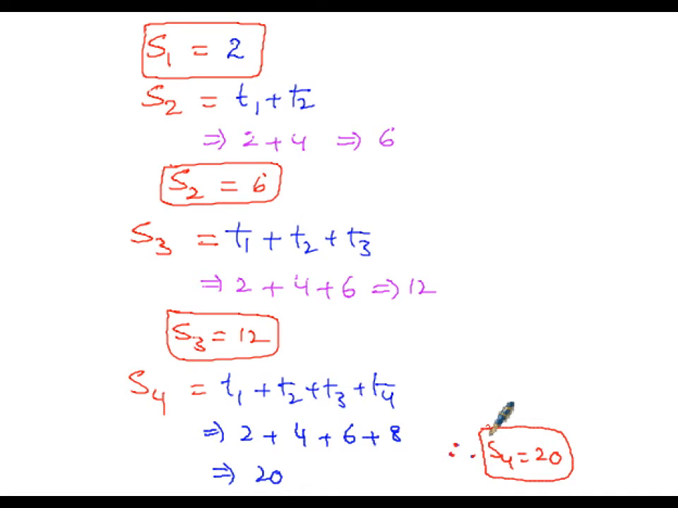Now let us find the difference. In this manner I got S of 1 as 2, S of 2 as 6, S of 3 as 12 and S of 4 as 20. So here let us write S of 1 and S of 2 as 2 and 6.